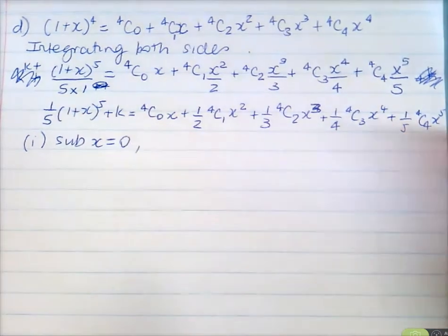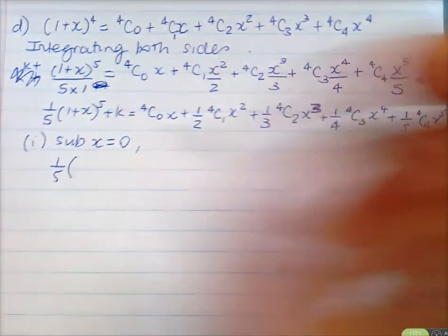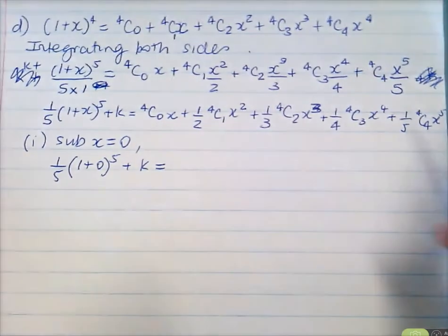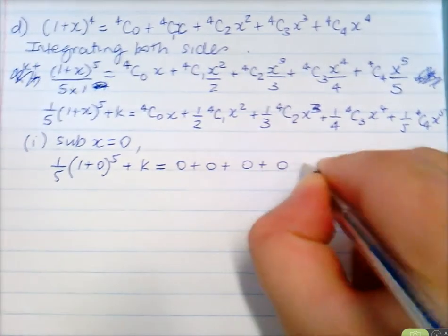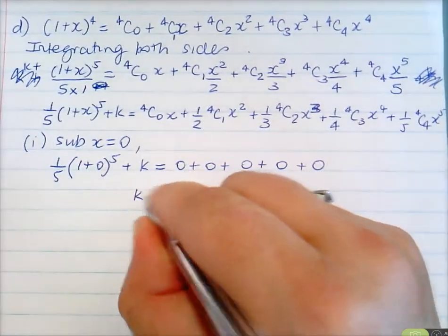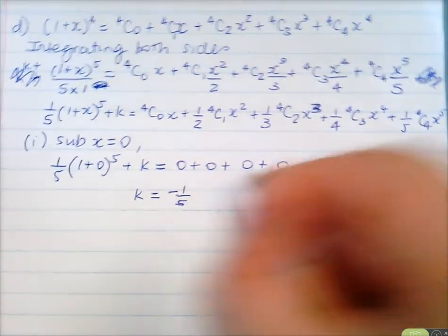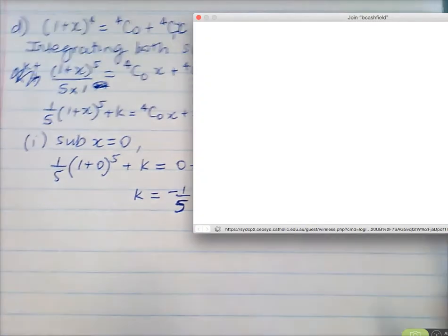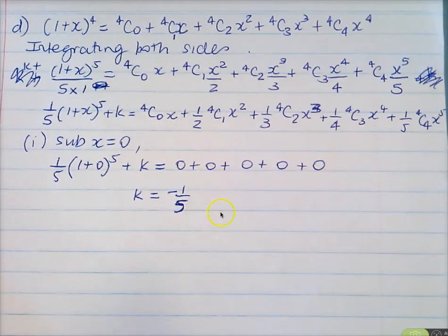So if I substitute x is 0 into that expression, I get 1/5 (1 plus 0)^5 plus k equals, don't I get 0 plus 0 plus 0 plus 0 plus 0? So in other words, k is negative 1/5. Now, if k was on the other side, you get positive 1/5. It doesn't matter.